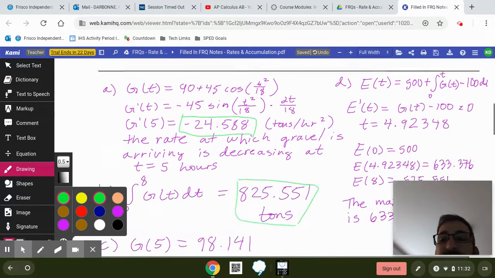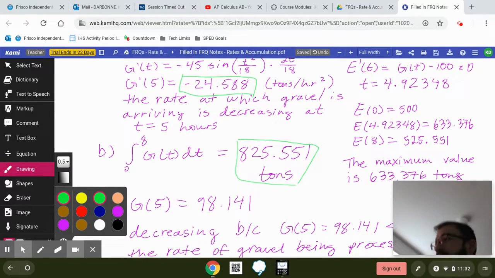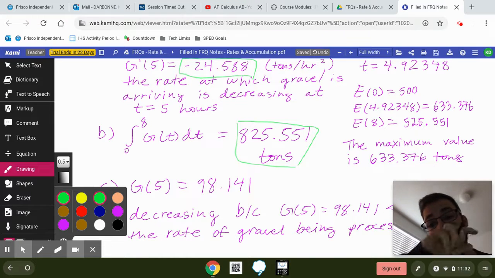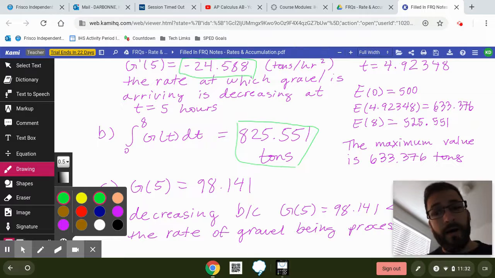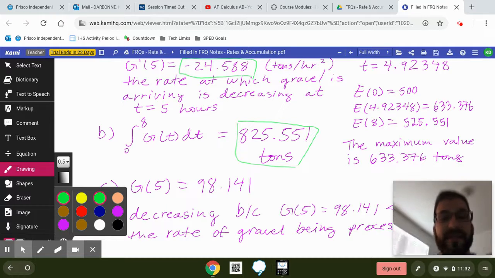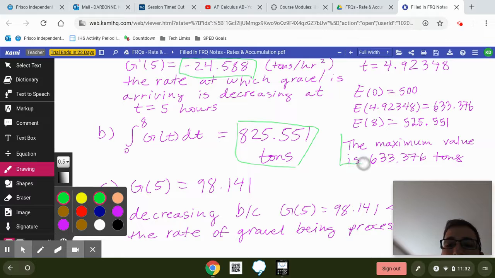And it does say to justify. So, for your justification, you could say that considering the endpoints, the maximum is whichever is greater among E of 4.92348, E of 0 and E of 8. What we know about the derivative, all sorts of those kinds of things. You can really use just about anything as long as it is sound calculus to justify this. But that should be our answer.